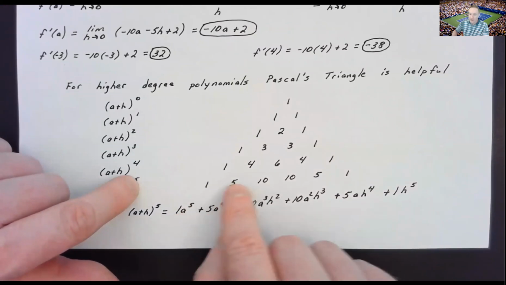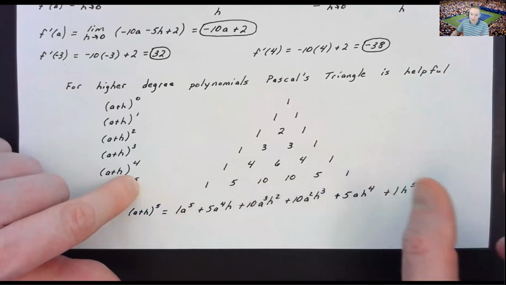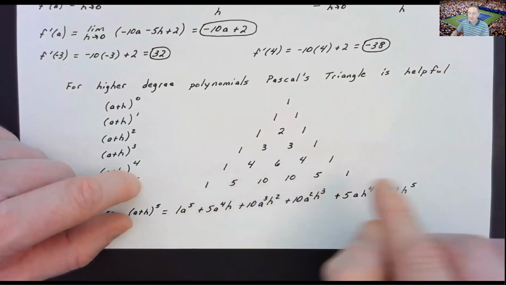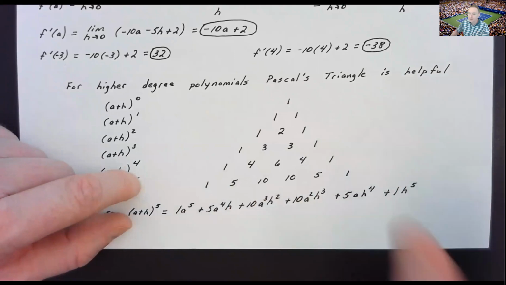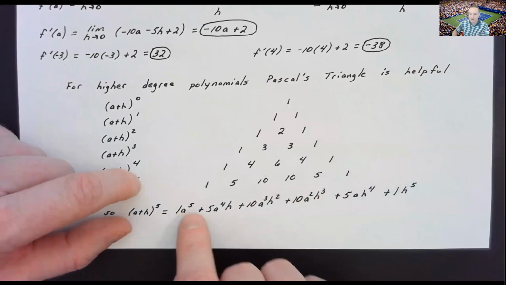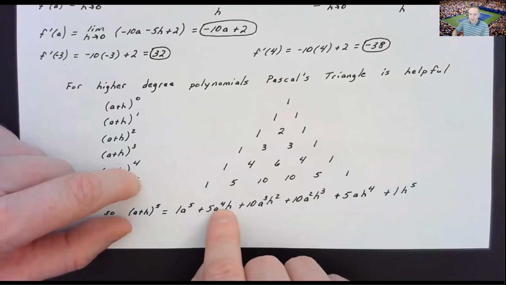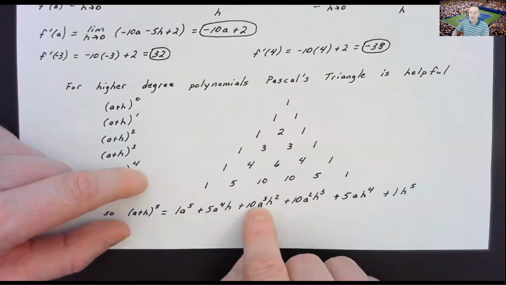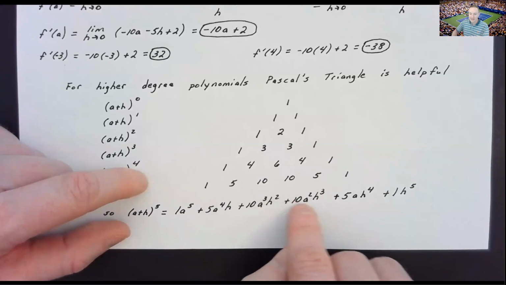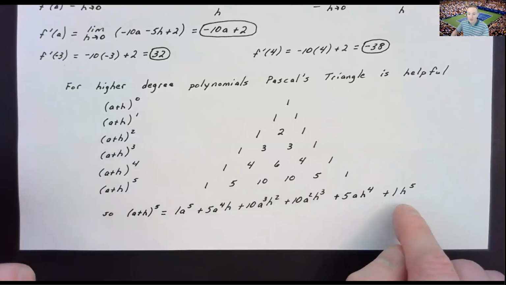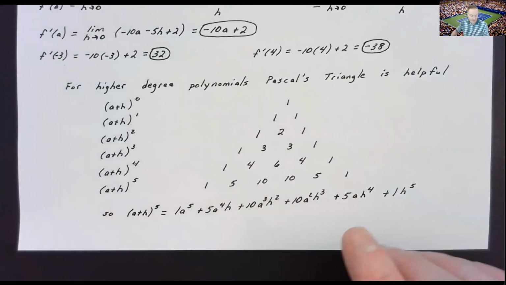Now, every other term is a coefficient of the a's and h's, where a continually decreases in power as h increases in power. The sum of the exponents is always 5. So you say, okay, 1a to the fifth plus 5, lower the power on a as you increase the power on h: 5a to the fourth h plus 10a cubed h squared plus 10, lower the power on a, increase the power on h, 10a squared h cubed plus 5ah to the fourth plus 1h to the fifth. Beautiful, beautiful. Pascal's triangle is just gorgeous.